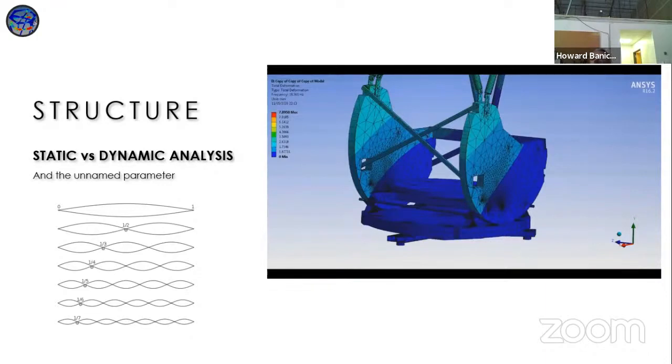I got this from my job, but I've seen that all the big telescopes around the world are basically hinging their design around the dynamic analysis. Unfortunately, it's not super easy, clearly, but it's such a powerful tool to make sure that your design is good to go.